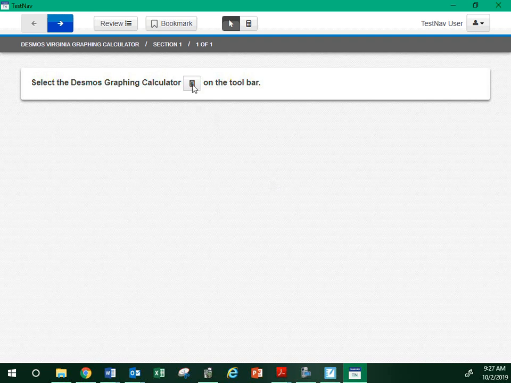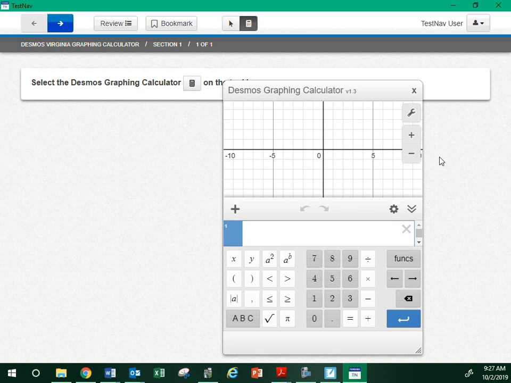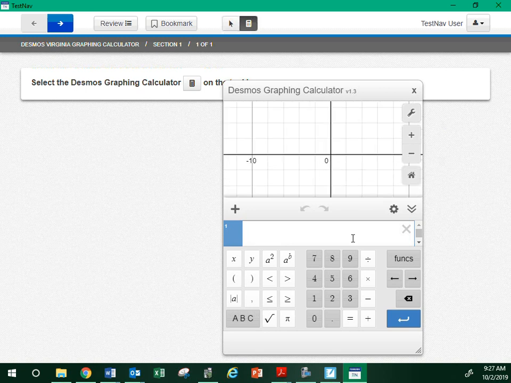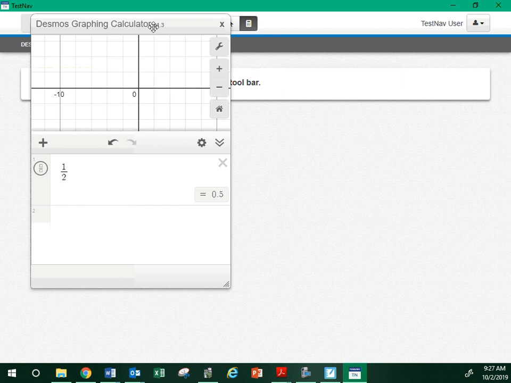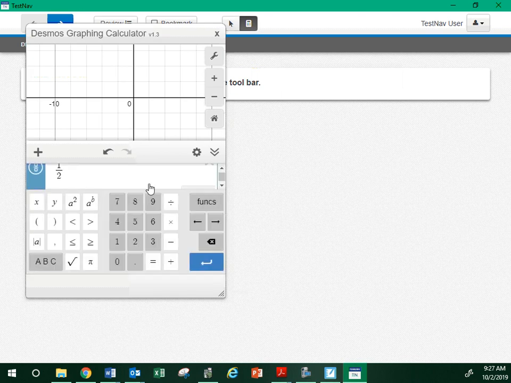On our toolbar up here, you can click the calculator. This is actually your Desmos calculator. So we can type in 1 divided by 2. Notice that when I hit that dividing by, it made it into a fraction. It makes it a little nicer and easier to work with.